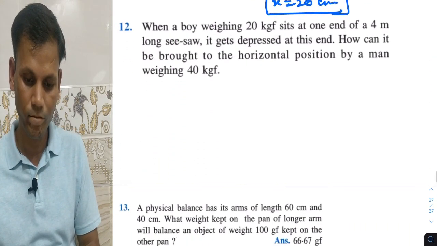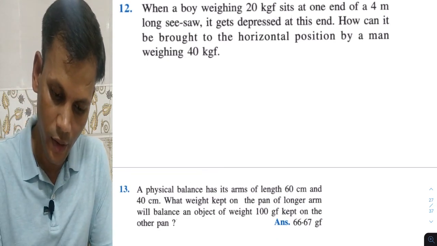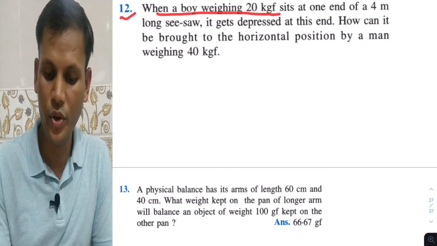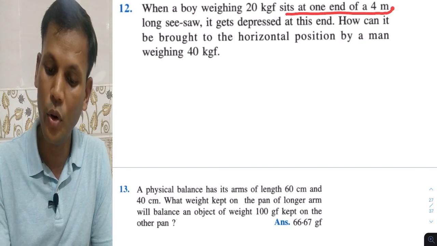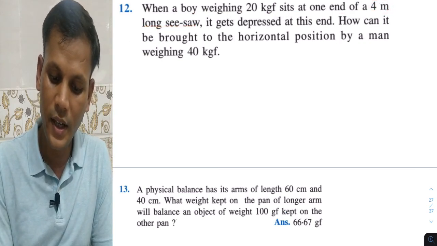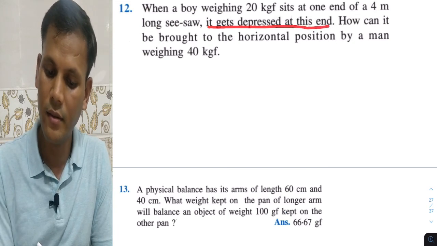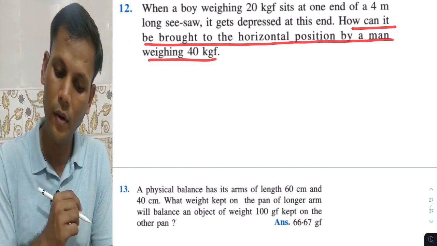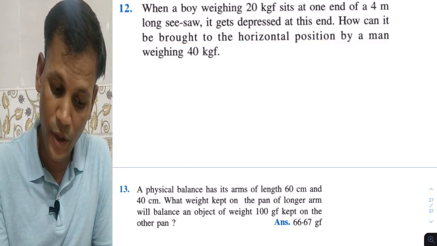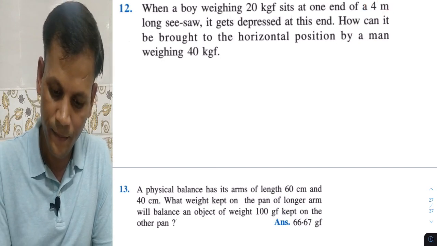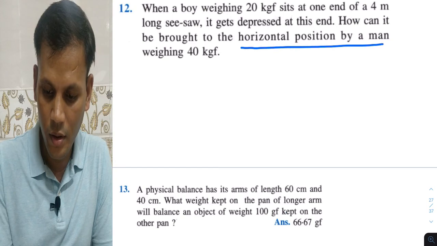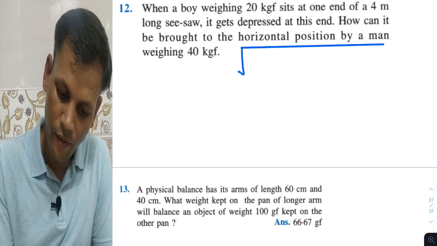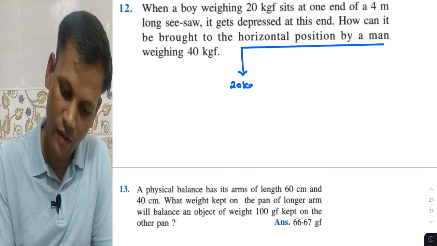Next, question number 12. When a boy weighing 20 kgf sits at one end of a 4 meter long seesaw, it gets depressed at its end. How can it be brought to the horizontal position by a man weighing 40 kgf? Very simple, a 4 meter long seesaw. We will draw the diagram. It is a seesaw, and the boy is of weight 20 kgf.